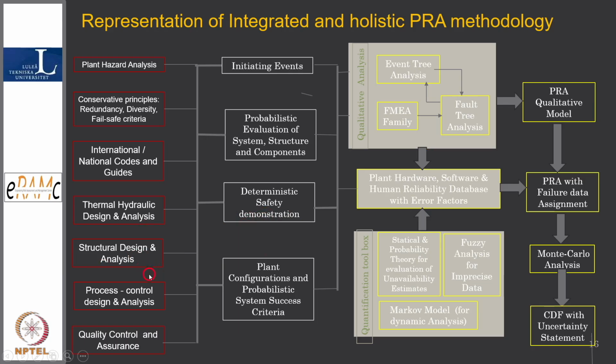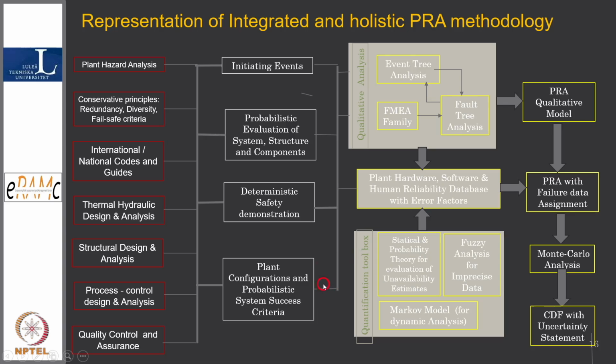So it is integrated into the PRA model of the plant. Structural and design analysis, then process control, the quality attribute, plant configuration and system success criteria. These three tools allow us to model the system success criteria, or conversely the failure criteria, and plant configuration. So when we develop a PRA model of the plant configuration in the form of a fault tree or event tree, it becomes part of it. Not only that, it provides quantitative estimates of their failure.